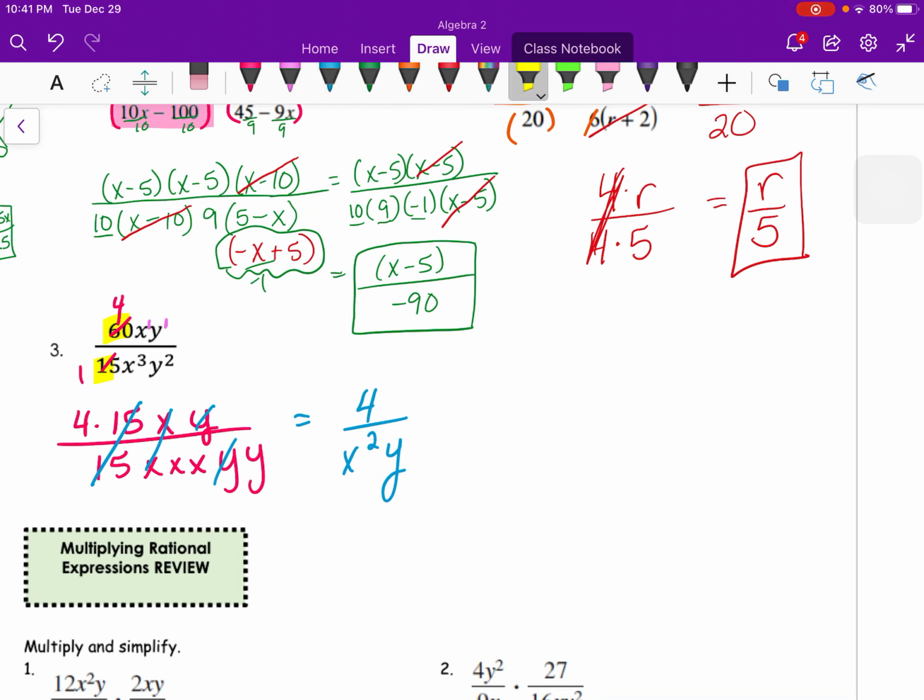So using the subtraction property with exponents, x cubed minus x, or 3 minus 1 is 2. It ends on bottom because there's more on bottom. 2 minus 1 is 1. You get 1y left in the denominator as well. So our final answer is 4 over x squared y.